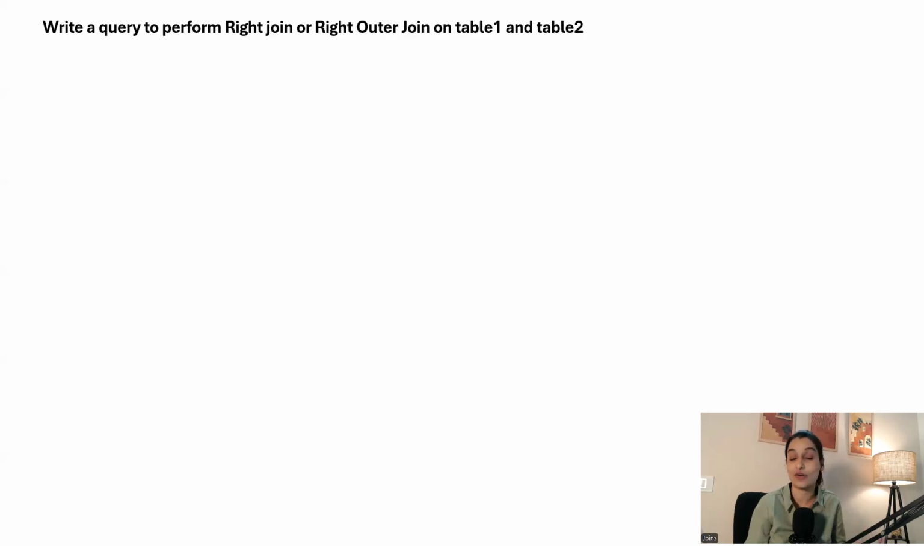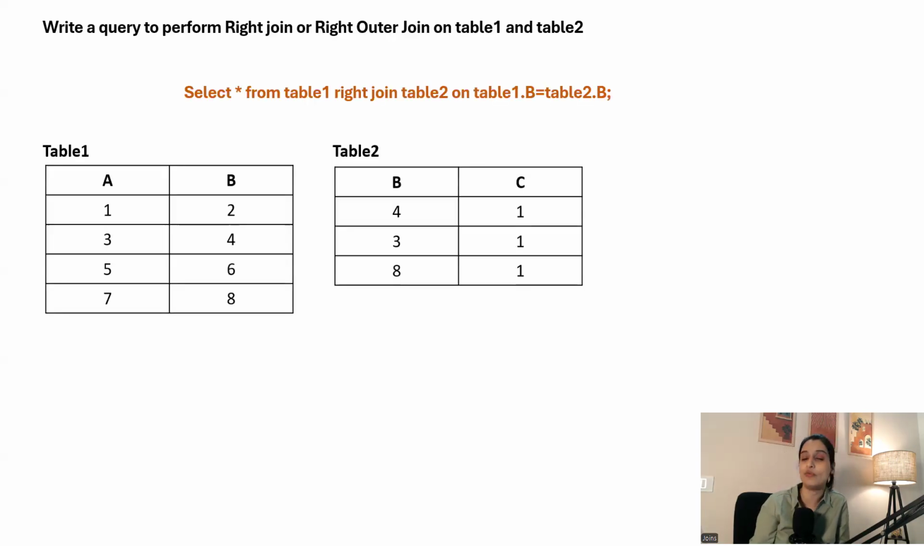Now what is right join? Let's understand. This is how we write the query for a right join. Here I am performing a join between two tables. What type of join? Check here. Select all the columns from table 1 and table 2. In between table 1 and table 2, I have mentioned right join, so a right join will be performed. What is the condition? Table 1 dot B and table 2 dot B. These are the common columns.